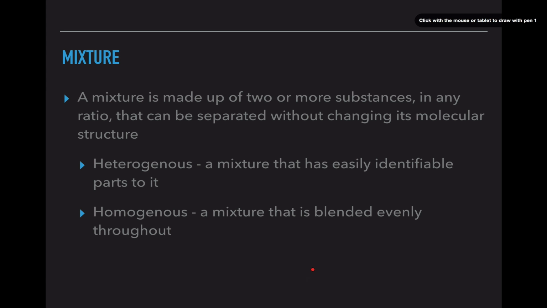Other examples of heterogeneous mixtures, mixtures that are easily identifiable. This can be like trail mix, a mix that has peanuts and raisins and pretzels all mixed together in it. This can also be a mix of salt and pepper. Some restaurants or some places that prepare food may mix them together already to save a step in flavoring your food. A homogeneous mixture is a mixture that is blended evenly.